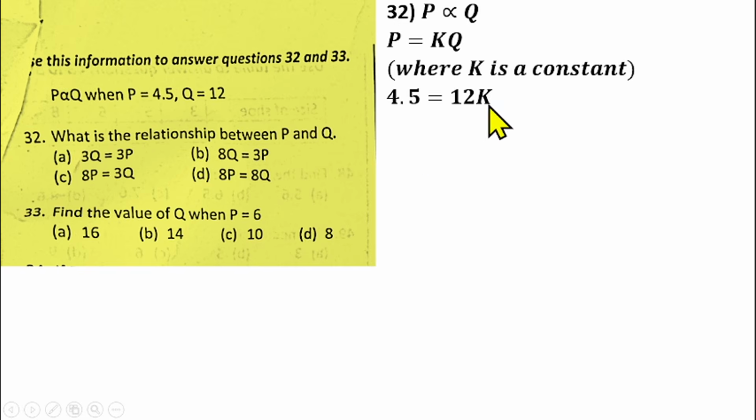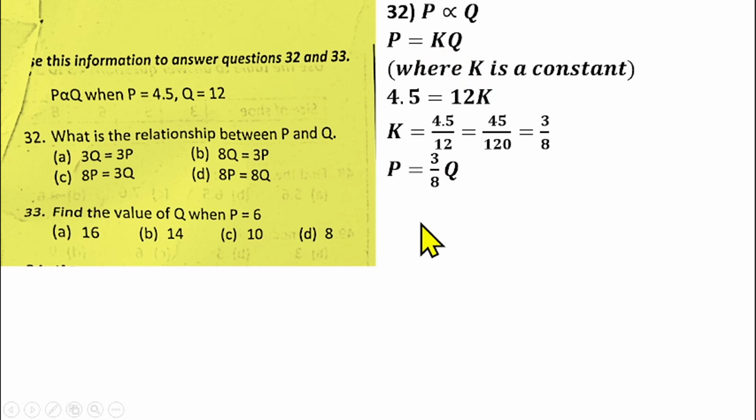So that will give us P is equal to KQ, where K is a constant. So P is 4.5, you substitute, you have 4.5 equals 12 times K. Divide both sides by 12, K will be 4.5 over 12. If you multiply the numerator by 10 and the denominator by 10, that will be 45 over 120, which if you reduce, gives us 3 over 8. So if you return that into this equation, you'll have P is equal to 3 over 8 Q.